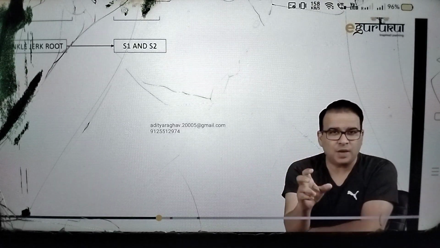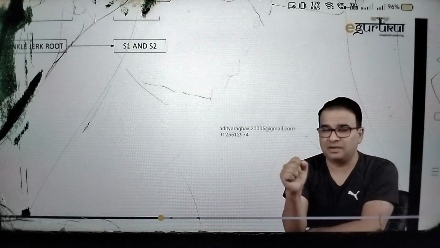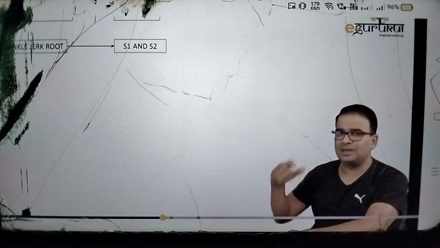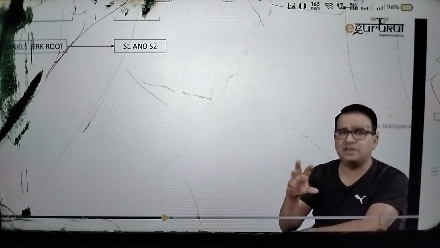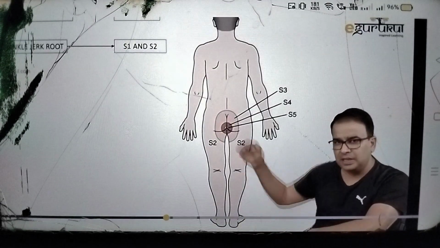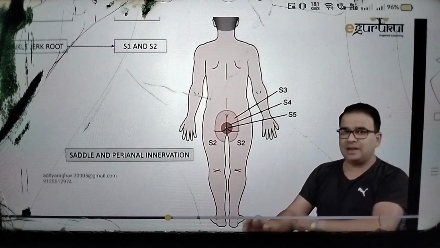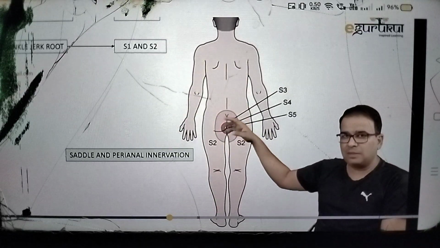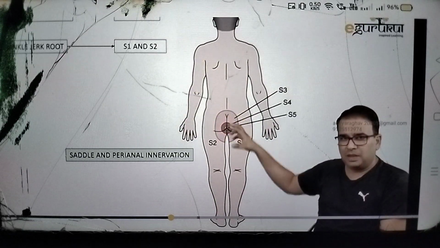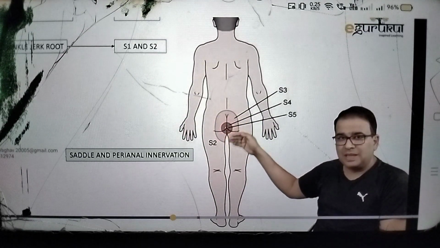But in case of the cauda equina syndrome, both knee jerk as well as ankle jerk reflex will be affected. Another important thing here, if you look at the cutaneous innervation in the perineal region around the anal canal and inner aspect of thigh, this region here is called the saddle region. We call it saddle region because it includes the perianal portion and the inner aspect of thigh as well.